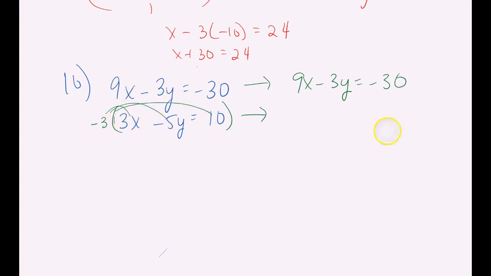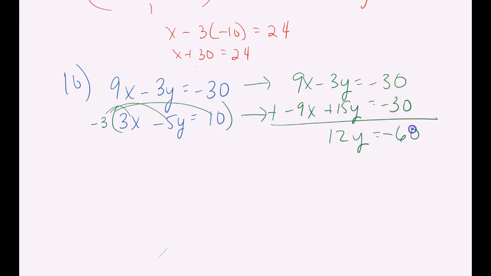So negative 3 times 3x is negative 9x. Negative 3 times negative 5y is positive 15y. And then this will make, I believe, a negative 30 over here. Awesome. Okay, cool. Now what? Now we're ready to go. I'm just going to add these equations together. These cancel. Yay. And then I add these, and let's see, a negative 3, that's going to be a positive 12y equals, add those together, negative 60. When you divide by 12 on both sides, you're going to get a negative, is that a 5? Yes, a negative 5. Cool. So y is negative 5.